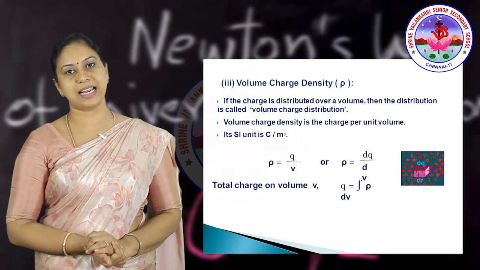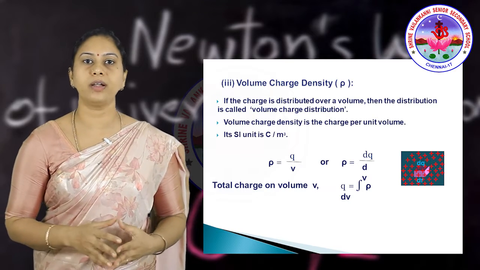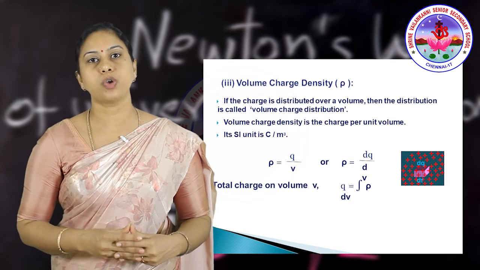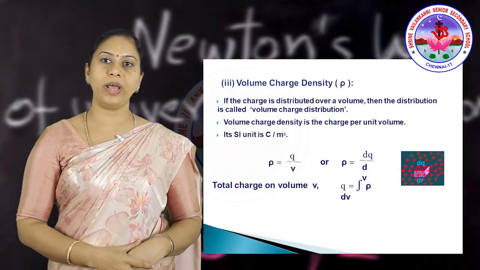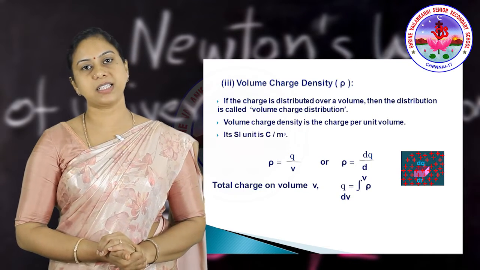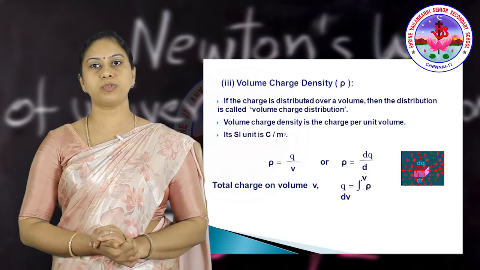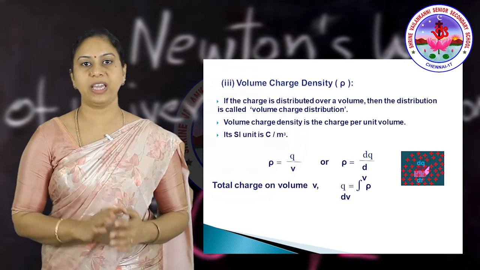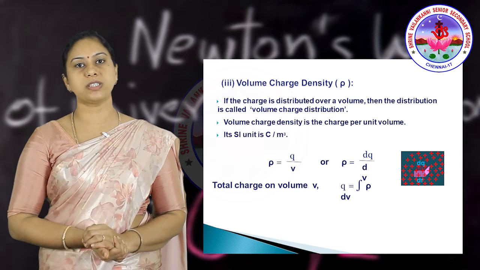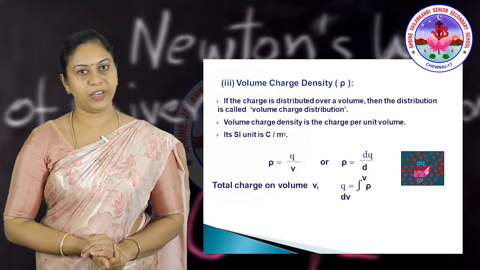You can easily understand that, right? Volume means what? Three dimensions we have to take. So if the charge is distributed over a volume, then we can say the distribution is what? Yes, volume distribution. That is volume charge density. We can denote it here as rho. So rho is equal to Q by V.